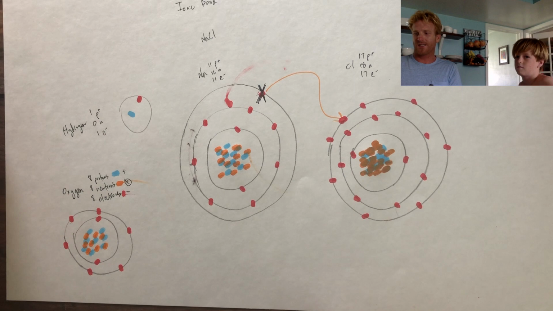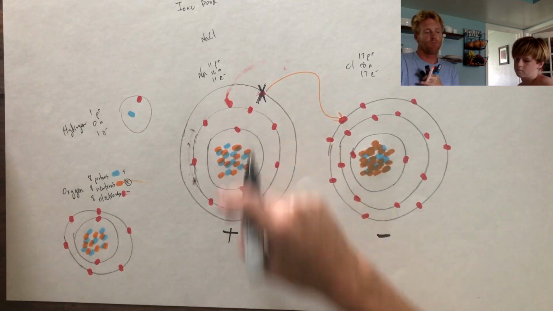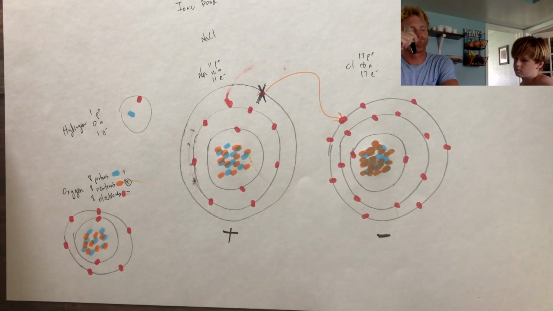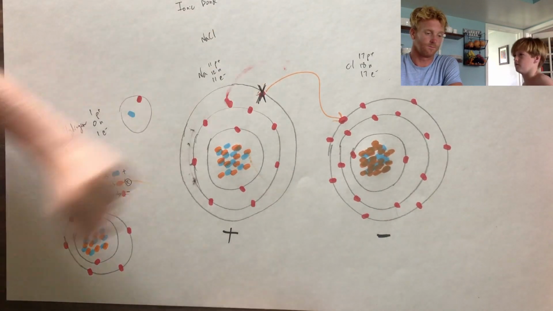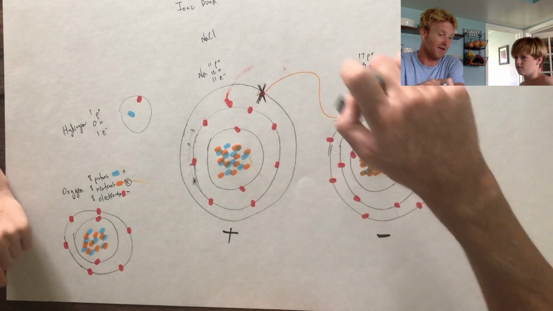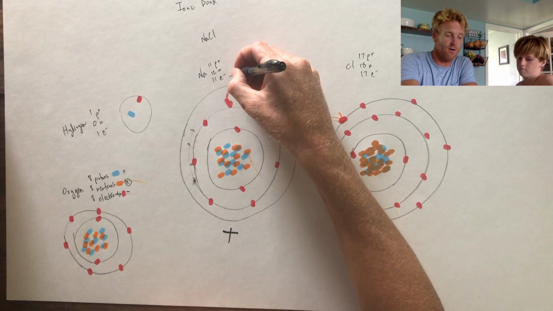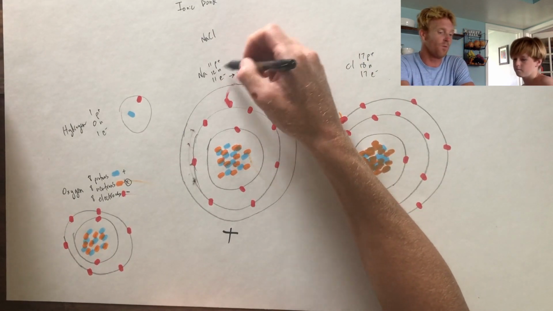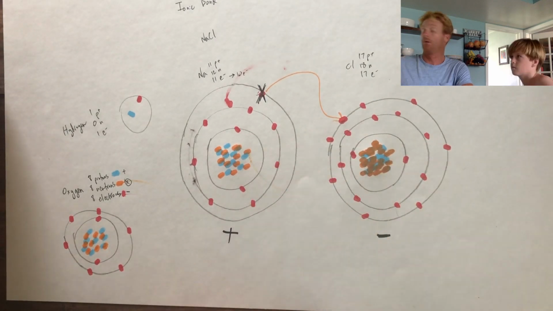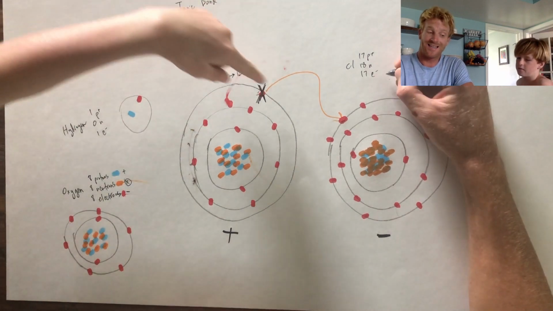Now check this out. Why does this atom now have a positive charge? Because he lost a negative thing, so now he has 1 fewer electron. Now he only has 10 electrons and 11 protons. He has 1 more positive thing than negative thing, so he has a positive charge. Why does this one have a negative charge? Because he gained the electron.